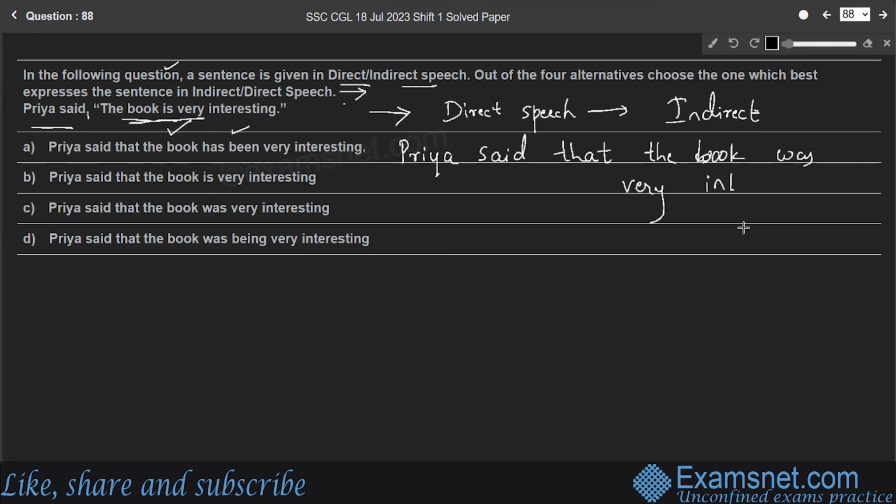Very interesting. So the rules are: first, remove the commas and inverted commas, and second, write that after the subject. Here the subject is Priya and the action is said. Priya said that. And moving further, the book was: convert the present tense into past tense. Therefore, Priya said that the book was very interesting is the indirect speech of the given sentence. So look at the options. Priya said that the book was very interesting. Option C is the right answer.